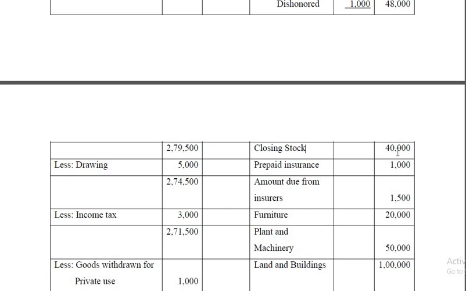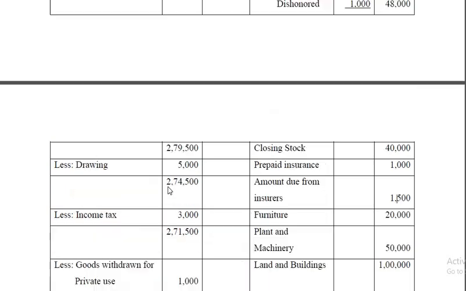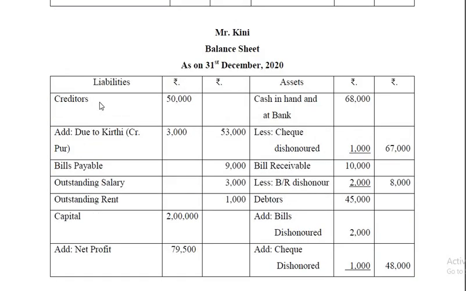Closing stock is 40,000. Then prepaid insurance 1,000. Amount due by insurers, though goods destroyed 2,000, insurers have admitted just 1,500. So due by insurers. Furniture, plant and machinery, land and buildings. Come to the liability side. Creditors 50,000, and to that you have to add one unrecorded transaction of rupees 3,000, goods purchased from Kirti, and it's not recorded. So due to Kirti, which is included in sundry creditors. So 3,000 is the value. 53,000 is the total value.